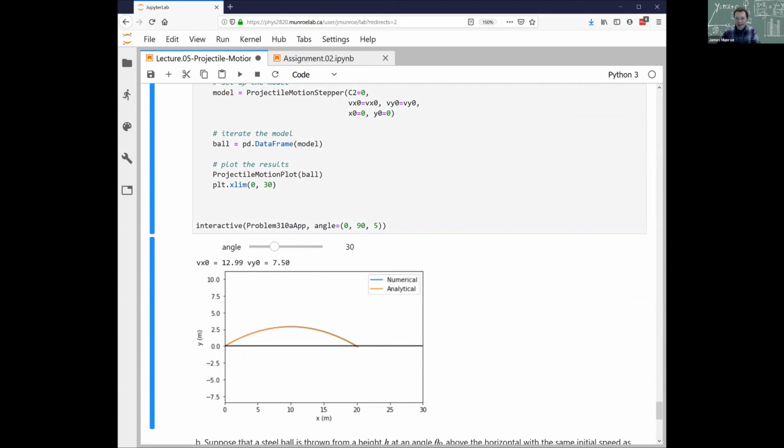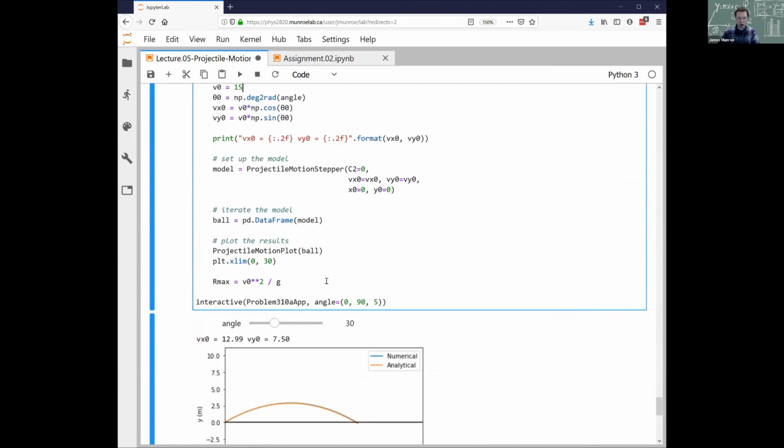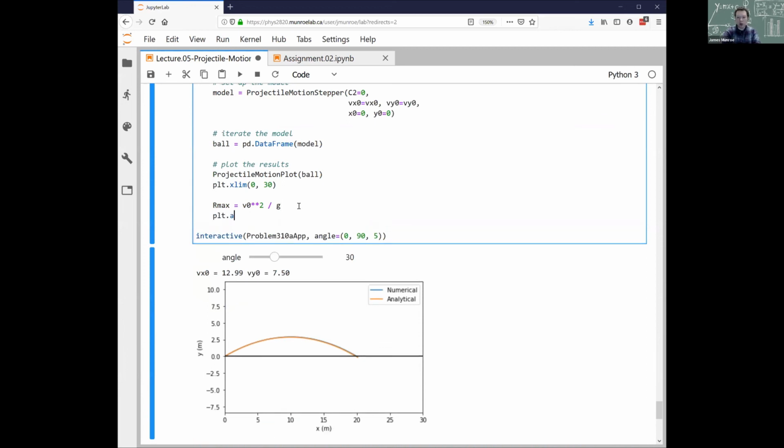What I want to add to this is something that computes the range of this thing. Now, we know that there is a theoretical result for Rmax. We're told in the question, V0 squared divided by g. This expression is the analytical result for it. Let's draw that on this picture. How do I draw it? Well, what I can do is make a plot of a vertical line at that location.